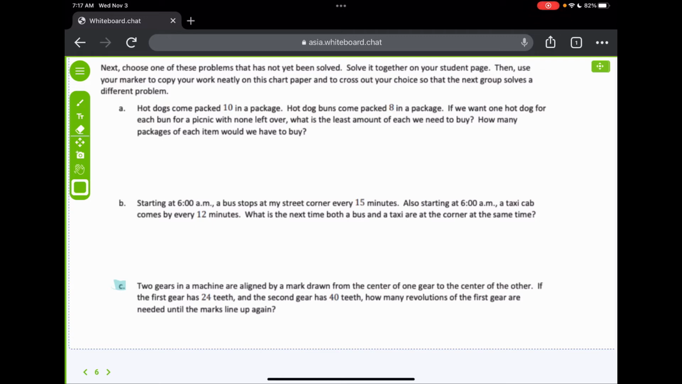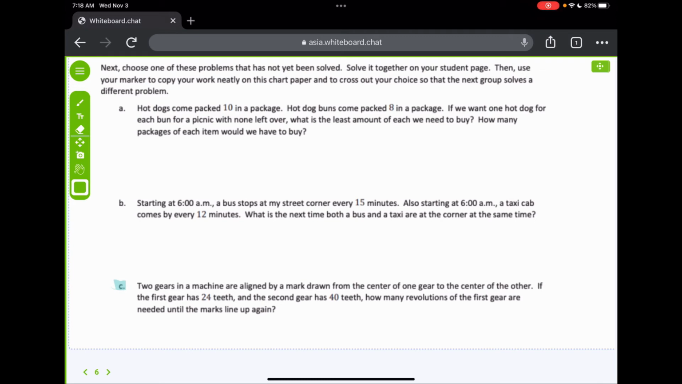You always know what you could do is multiply the two together. You could do 8 and 10, and you could just buy that many. You could buy 10 hot dog buns, and you could buy 8 packs of hot dogs, and that would give you the right amount. Okay, it's going to give you 80 hot dogs and 80 hot dog buns. But we want to do the least common multiple.